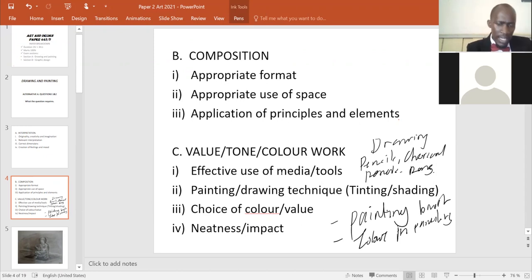So we encourage the learners to interact more with the media that we use for creating these art forms or art compositions. If it is drawing, we expect you to interact more with the use of pencils. You understand the types of pencils that we have. We have the shading pencils.